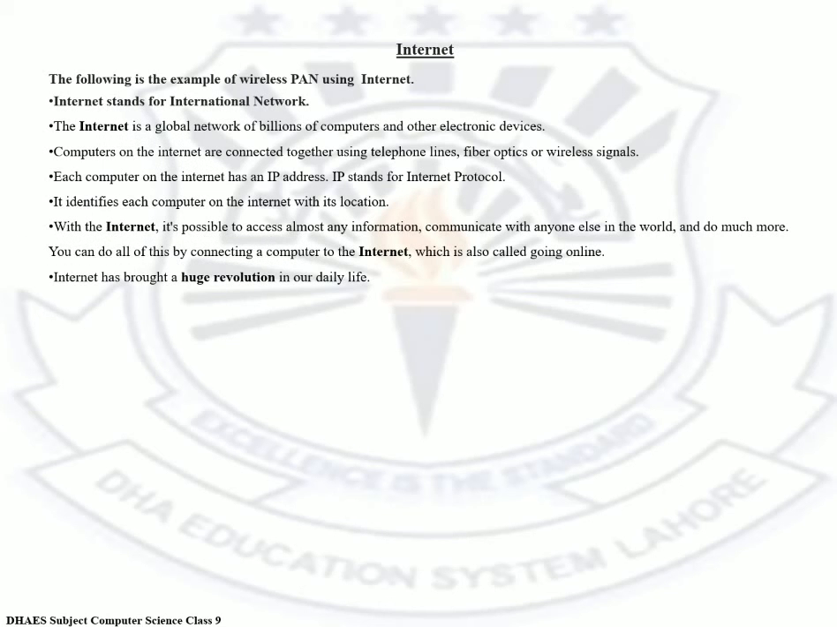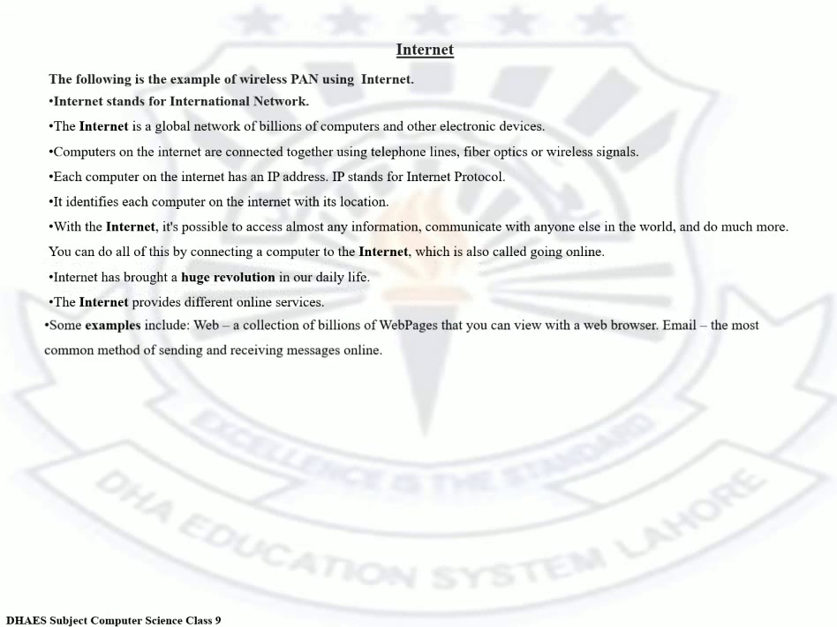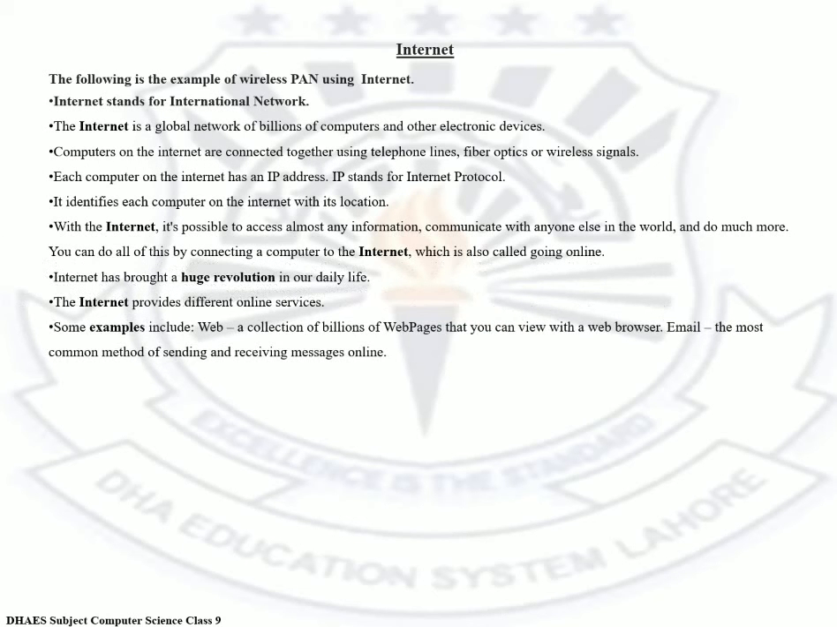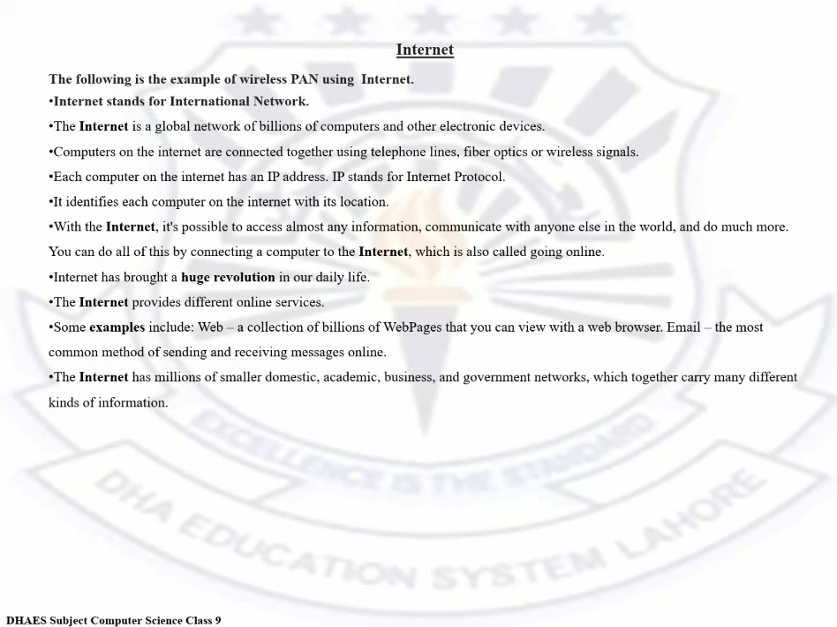Internet has brought a huge revolution in our daily life. The Internet provides different online services. Some examples include web, a collection of billions of web pages that you can view with the web browser. Email, the most common method of sending and receiving message online. The Internet has millions of smaller domestic, academic, business, and government networks, which together carry many different kinds of information.